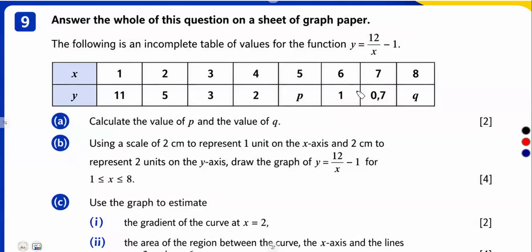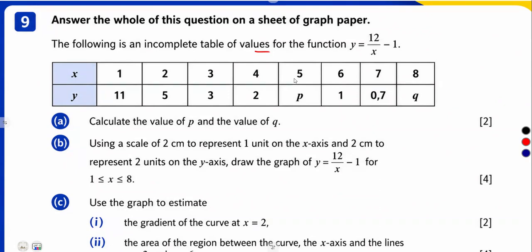So I'm going to consider this question quickly as part of our revision. There we've got an inverse function, which is our hyperbola. We are given the following incomplete table of values for that function. You must answer everything on a sheet of graph paper. Calculate the value of P and the value of Q from this information.